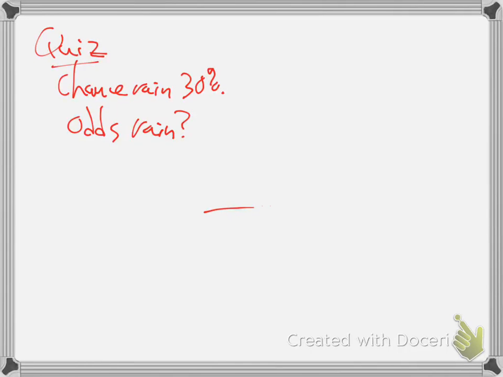What are the odds of rain? So how do we go? So basically we're converting, chances mean probability, right? So we're converting from probability to odds. We talked about probability and odds.